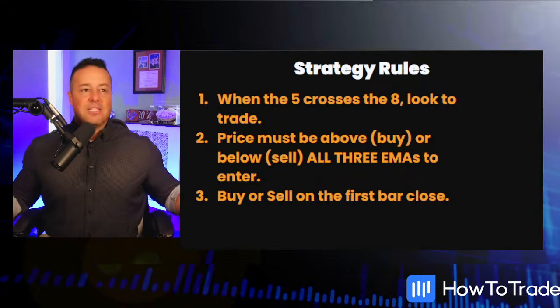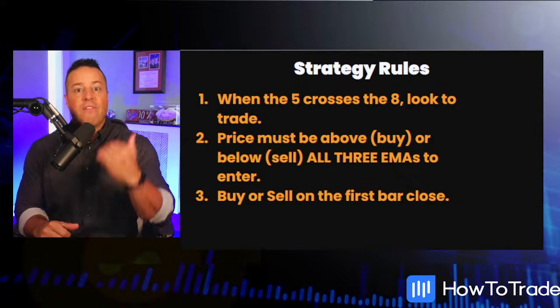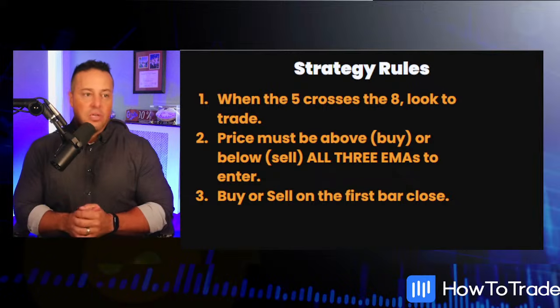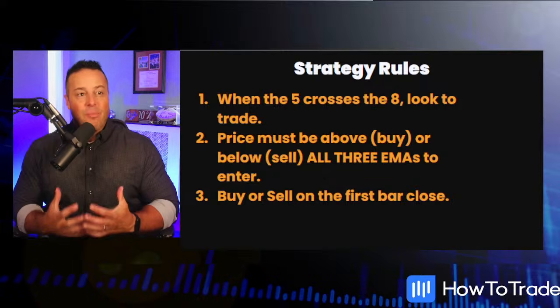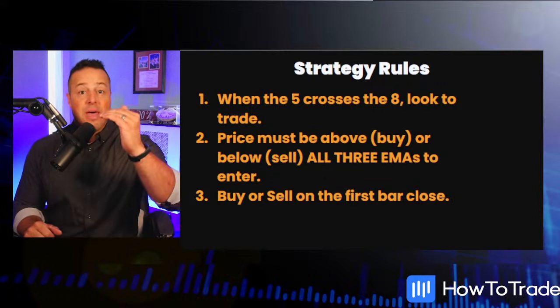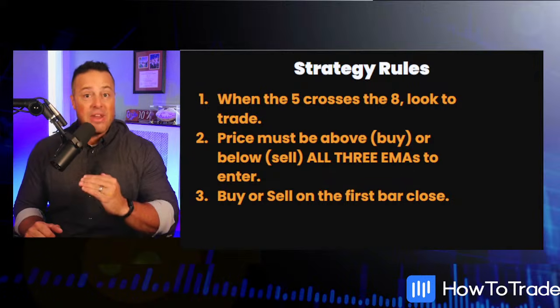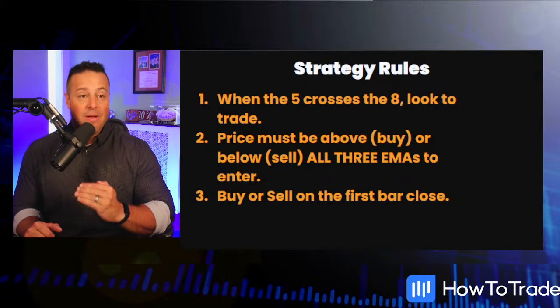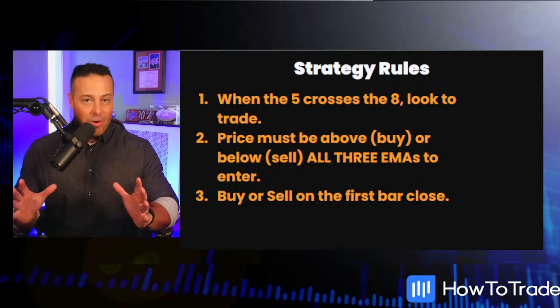Rules are easy, guys. When the 5 EMA crosses over the 8 EMA, we're going to look to trade. That's our qualifier. Now, a built-in filter: price must be above all 3 EMAs for us to enter the market to buy, and it must be below all 3 EMAs for us to sell. All right? Now, when do we buy or sell? On the first bar close after the crossover.